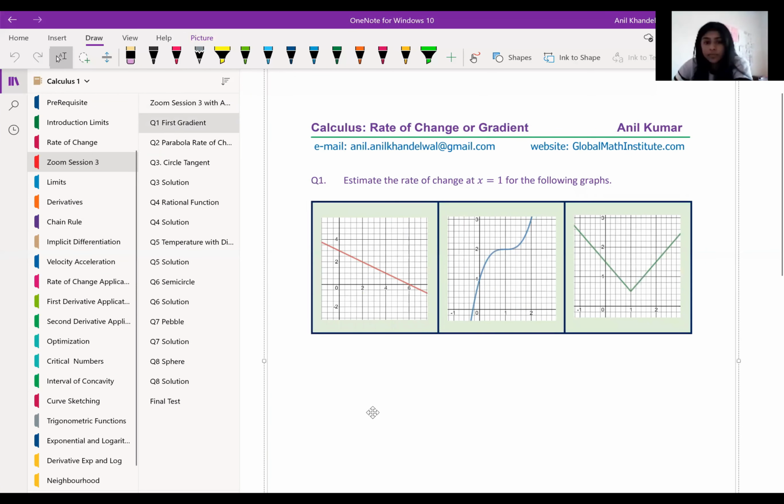I would like you to answer some questions so that I can see if you are ready for the session and you've done your homework. Here is question number 1 for you. Estimate the rate of change at x equals 1 for the following graphs. We have 3 graphs here, and at the value 1, you need to find the rate of change. Can you tell me what it is and how you will calculate it?